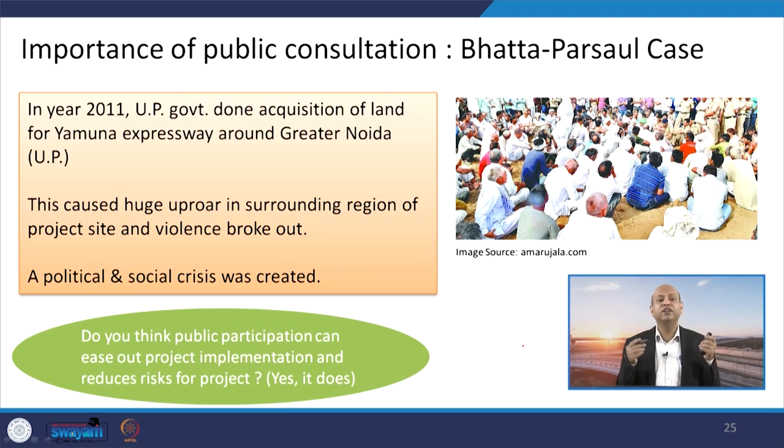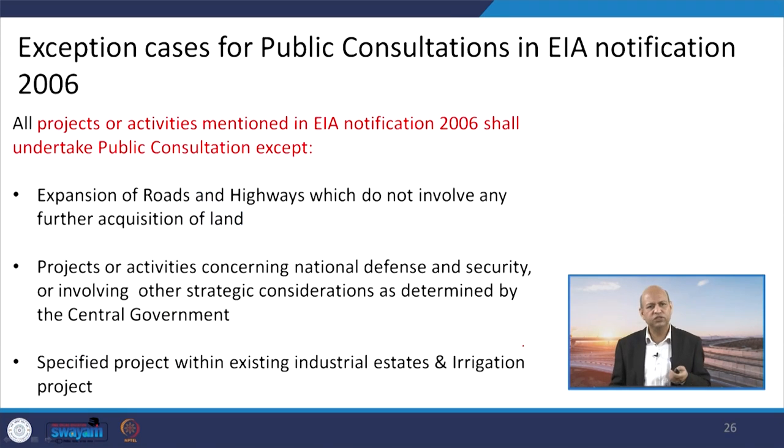Now, some examples of why it is so important. In the year 2011, the UP government had done this acquisition of land for the Yamuna Expressway around Greater Noida, but there were some issues. Agitations erupted, and a political and social crisis kind of situation emerged. If public participation had been done properly and documented properly, with no gap, such situations could be avoided. That means public participation and consultation must be transparent. There should not be scope for any doubt, and maybe some legal documents should be signed by both parties, so that there is no scope for misinterpretation of any situation.